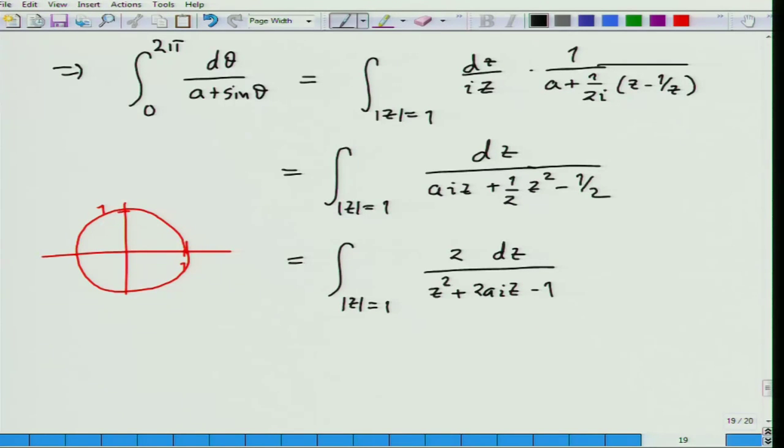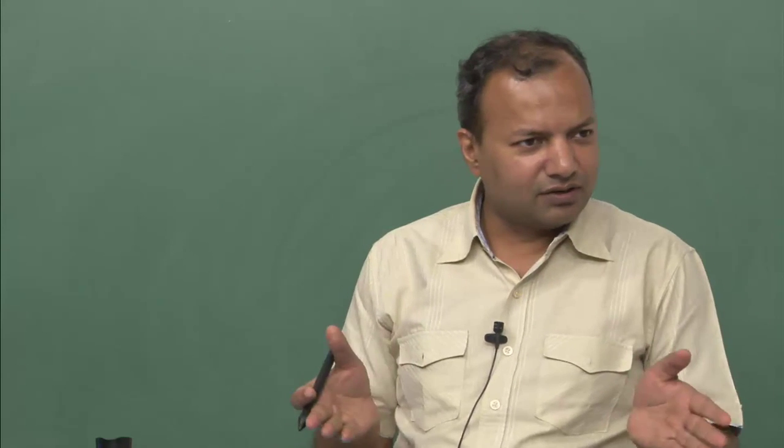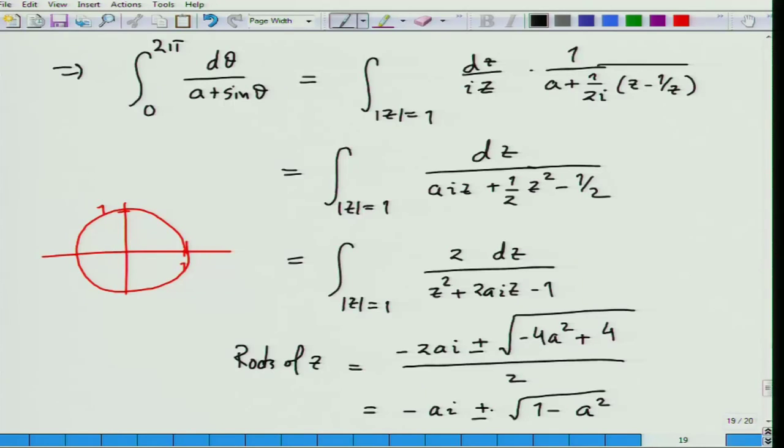It's a quadratic in z. So what are the two roots of z? They are minus 2 a I plus or minus square root of minus 4 a square plus 4, right, divided by 2, and therefore you get minus a I plus or minus square root of 1 minus a square. So, where are these roots? First of all, the real and imaginary parts are very clear. Real part is either plus or minus square root of 1 minus a square, and imaginary part is minus a.